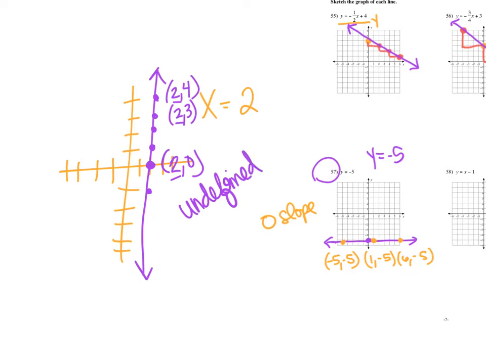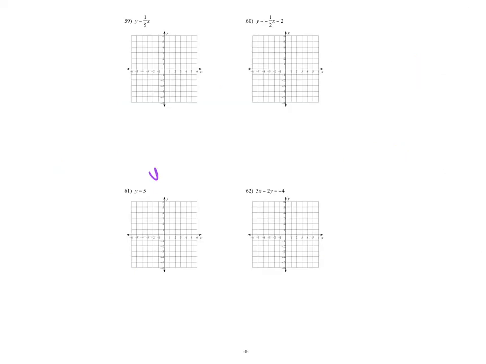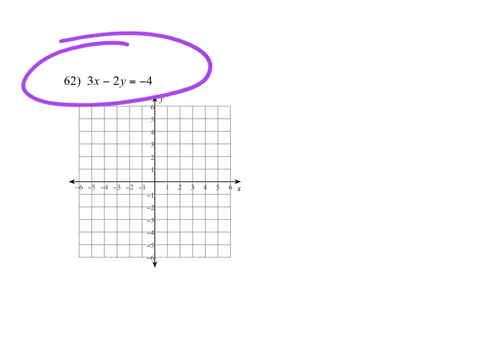Okay, so there's a few more here. Hopefully you can see that y equals 5. So where will y equal 5? Y will always equal 5 right there. Okay, 62. 62 is not in slope-intercept form. So let's do 62 right here. And I'm going to rewrite this. So 3x minus 2y equals negative 4.